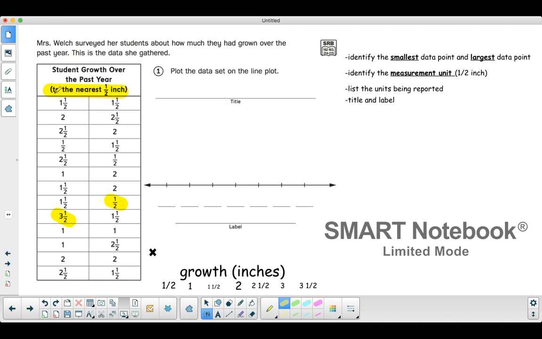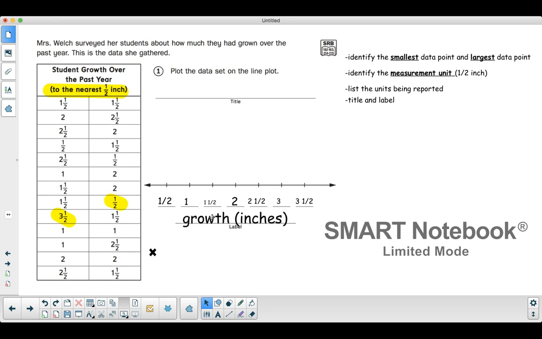Okay. Another important thing is that in the table it says to the nearest half inch. This is going to tell me how I need to scale my units that are being reported. In other words, if we're starting at half, the next half inch would be 1, then 1.5, 2, 2.5, 3, and lastly 3.5. That's going to tell us the scale in which the numbers are going up. Okay, so fill in the units being reported and then label what those numbers are representing. In this case, those numbers are representing the growth in inches.